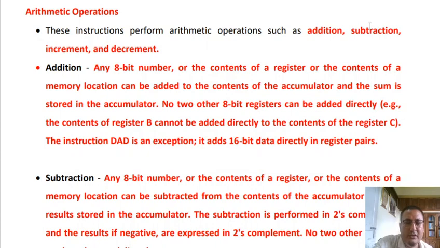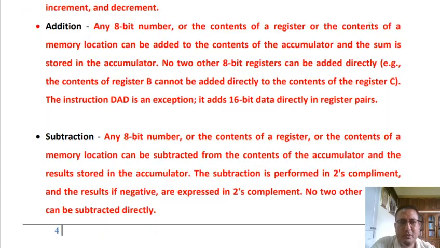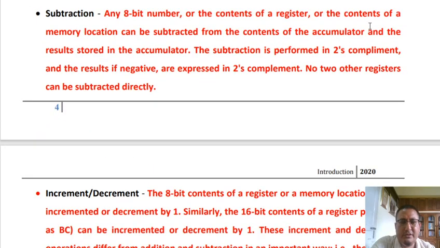Now subtraction. Any 8-bit data or content of a register or content of memory can be subtracted from the content of the accumulator, and the result is stored in the accumulator. The subtraction is performed in 2's complement, and if the result is negative, then it is expressed in 2's complement.